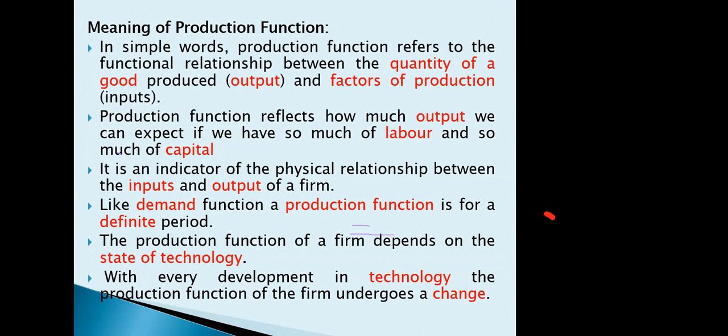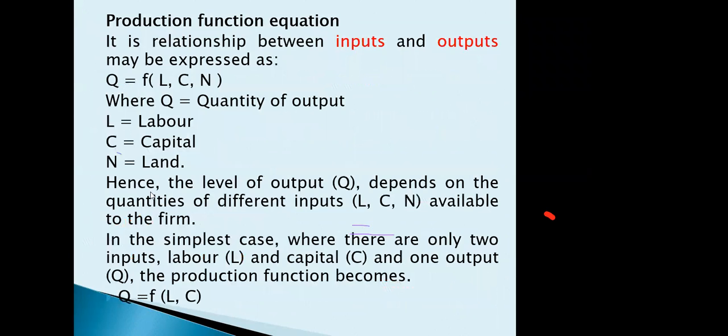The production function of a firm depends upon the state of technology. What type of technology you are using there? And with every development in the technology, the production function of the firm undergoes change. जैसे ही टेक्नोलॉजी चेंज हो जाएगी, उसके हिसाब से हम लोग क्या करेंगे? प्रोडक्शन फंक्शन we will increase or decrease. Production function is going to change. Okay, so just see the production function equation.